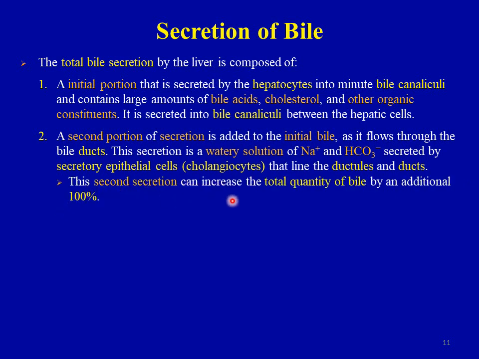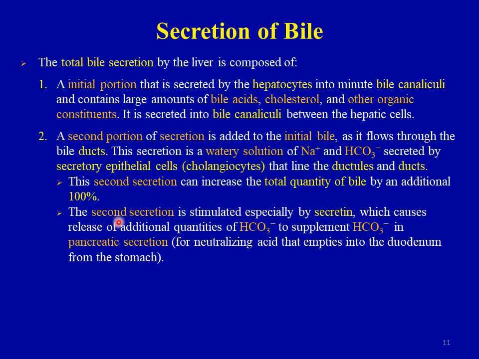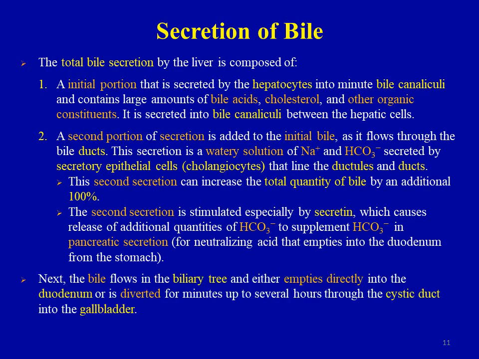This second secretion can increase the total quantity of bile by an additional 100%. It can double the amount of bile that is originally secreted by the hepatocytes into the bile canaliculi. The second secretion is stimulated especially by the hormone secretin, which causes the release of additional quantities of bicarbonate to supplement bicarbonate in the pancreatic secretion. And all these bicarbonate ions are meant for neutralizing acids that empty into the duodenum from the stomach.